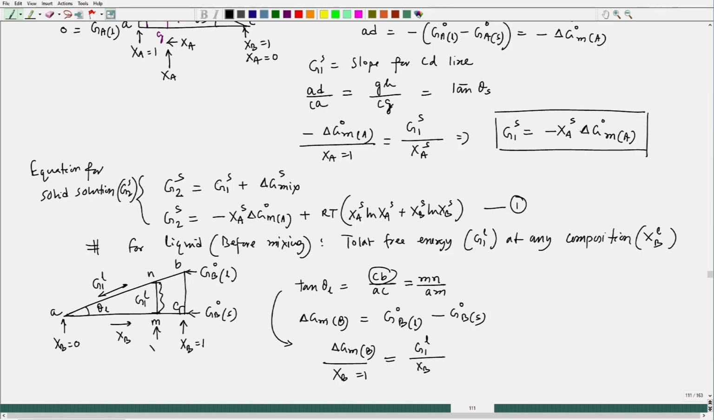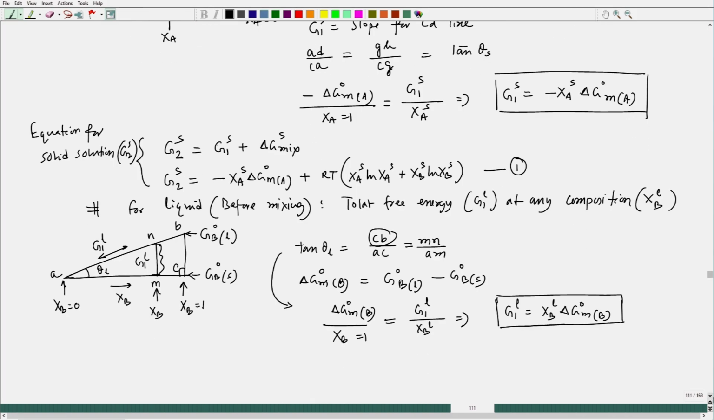So, let us say this composition is XB. This gives me G1L equal to XB, and of course, this is for the liquid composition, delta G M B naught. Here one must put that naught because this is for standard conditions. Okay. So, we got the equation for G1L, that is the unmixed condition at any composition between XB equal to 0 and XB equal to 1.